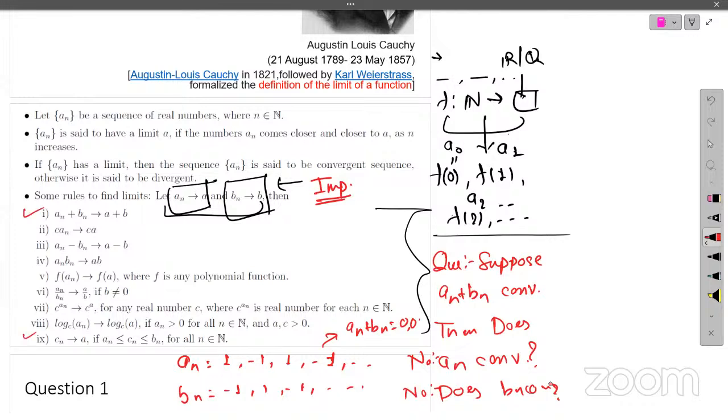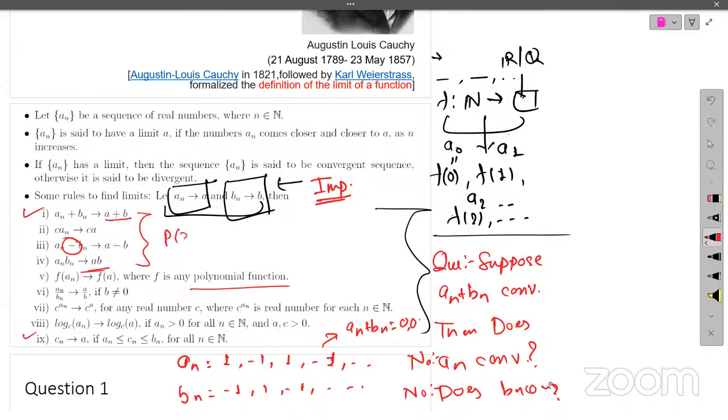Okay. So the first point says that if an converges to a and bn converges to b, then the sum an plus bn converges to a plus b. The second one says that a constant multiple converges to c times a. Same with subtraction, and same for multiplication. And using this, we know that a polynomial is nothing but a combination of all these operations, right?